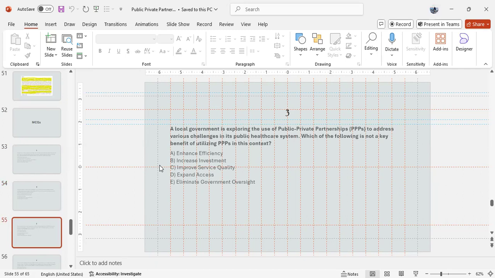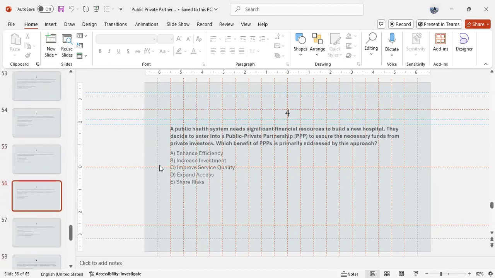A local government is exploring the use of public-private partnership to address various challenges in its public healthcare system. Which of the following is not a key benefit of utilizing public-private partnerships in this context? A. Enhance efficiency. B. Increase investment. C. Improve service quality. D. Expand access. Or E. Eliminate government oversight. The correct answer is E.